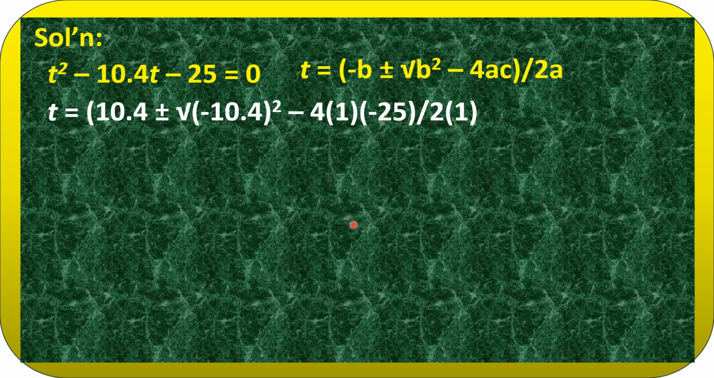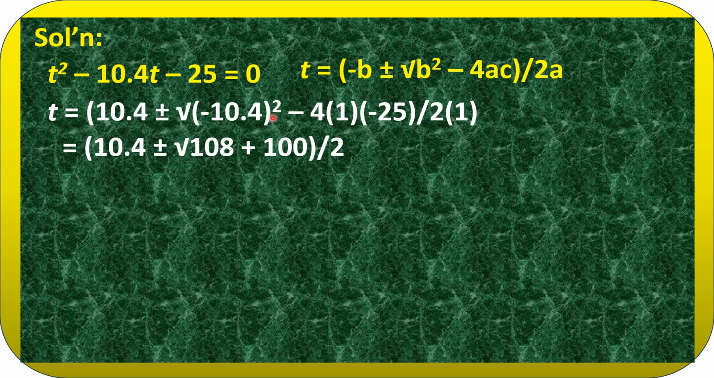And simplifying, so what we did here is to first determine the result of getting the square of 10.4, and that is equal to 108. Then also the product of 4 times 1 times negative 25.